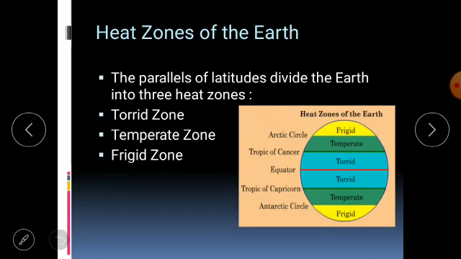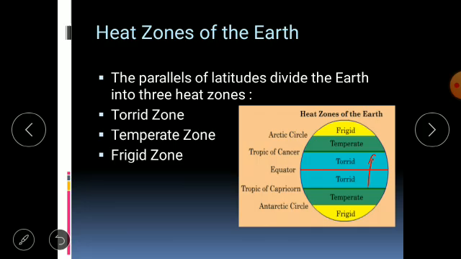Torrid means very hot. It is the hottest zone on the earth. It lies between Tropic of Cancer and Tropic of Capricorn. The area between Tropic of Cancer and Tropic of Capricorn is the torrid zone, which is the hottest zone on the earth. Why is it the hottest? Because of the vertical or you can say direct rays of the sun. The rays of the sun fall directly on this region. So this region experiences very high temperature. India lies largely in this region.